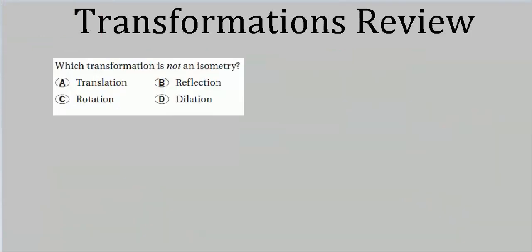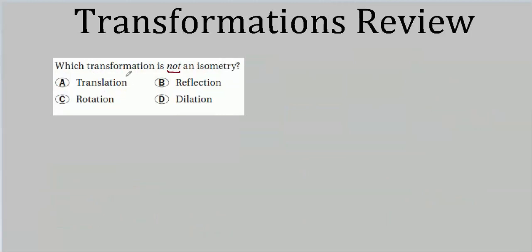Well, there's a pretty easy one. If you remember what isometry means, then we can figure out which transformation is not an isometry. Remember, iso means equal, metria, measure: equal measure. An isometry is the same as a congruence transformation, also called a rigid motion or rigid transformation.